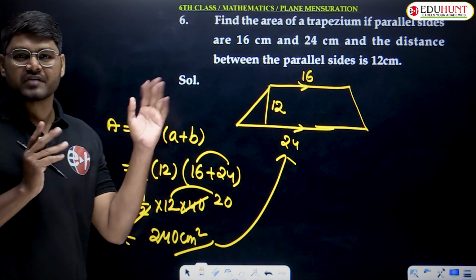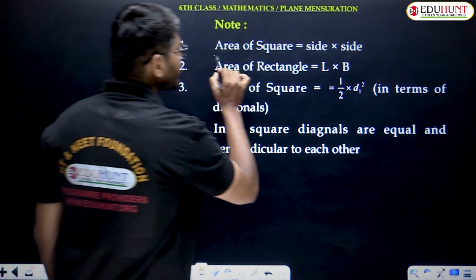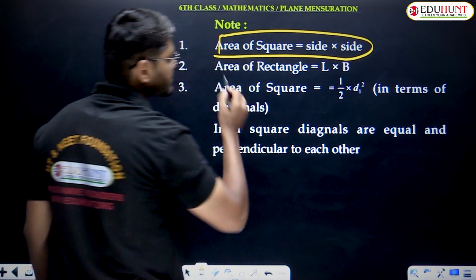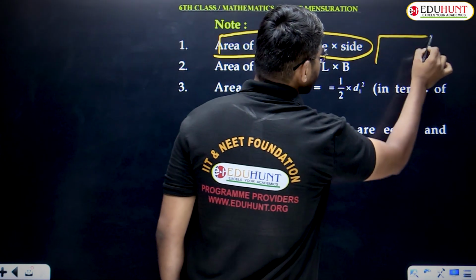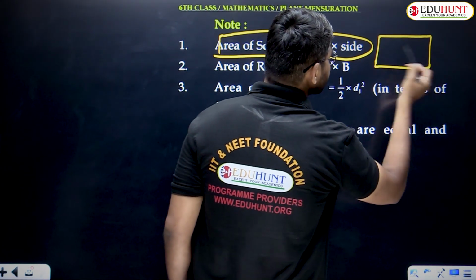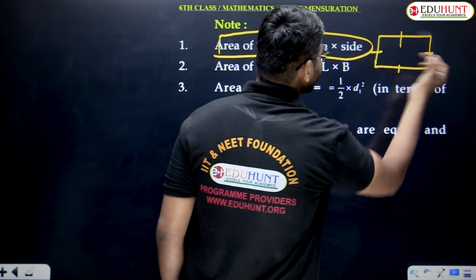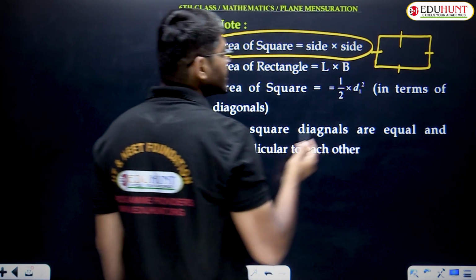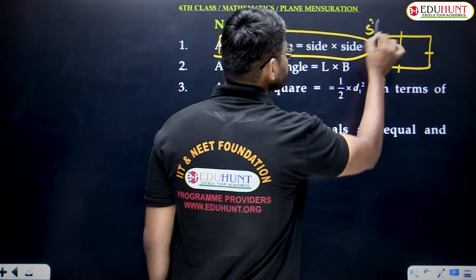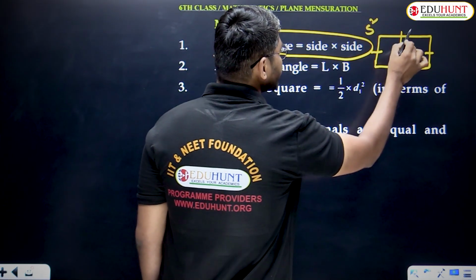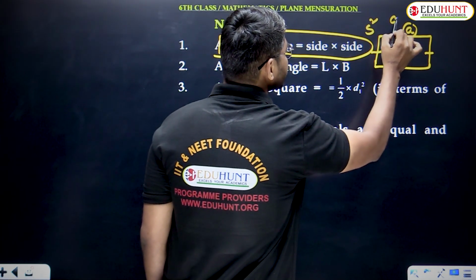Now let's see some facts. Area of a square is side into side. This is a square, a quadrilateral in which all sides are equal. Basically it is called square. So side into side, so we can write this as side square. Otherwise if I take side A, then we can write A square.